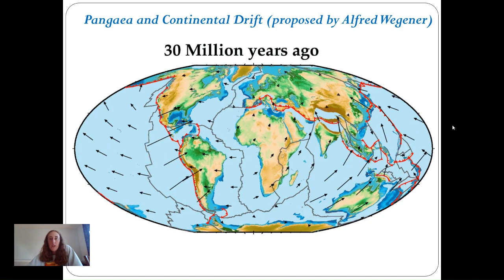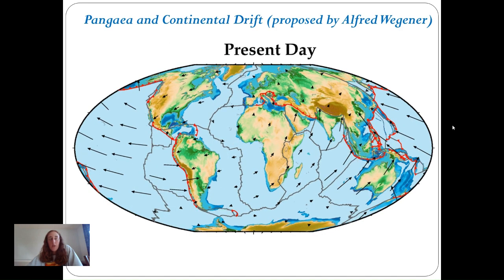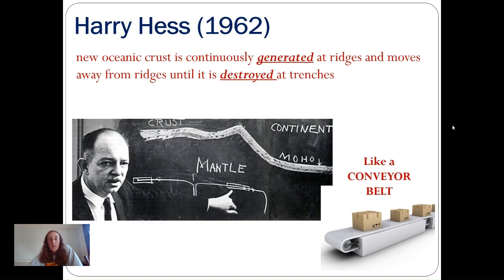I'll remind you that Alfred Wegener died before his work was accepted. So it took someone else coming along to finalize his work, to actually prove it and come up with the idea of tectonic plates. And that person was Harry Hess, who was around in the 1960s.